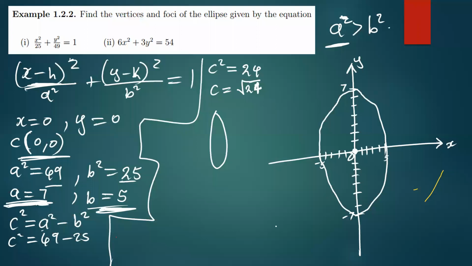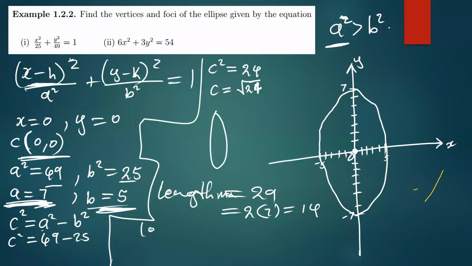So after doing this, we can also find the length of the minor and the length of the major axis. All right, so the length of the major axis is given by 2a. So this is the major axis. 2a. So 2 times the value of a is 7. So put 7 there, and this gives you 14. Then the length of the minor axis is given by 2b, which is 2 times the value of b, which is 5. So this gives us 10.